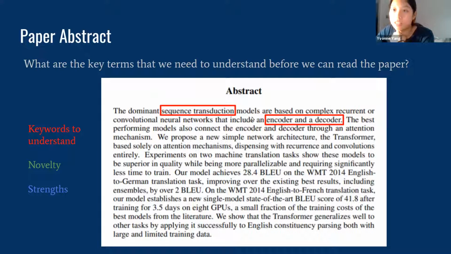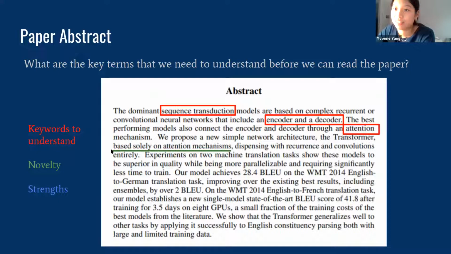But basically, they all include an encoder and a decoder, and this is a really important part. Transformers actually also have encoders and decoders, so this is something that we can look at. The best performing models also connect the encoder and decoder through an attention mechanism. So attention mechanism is really the biggest idea that you need to understand about this paper. So we propose a new simple network architecture, the transformer, based solely on attention mechanisms.